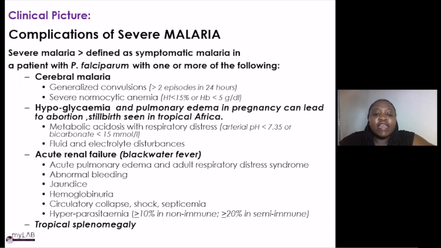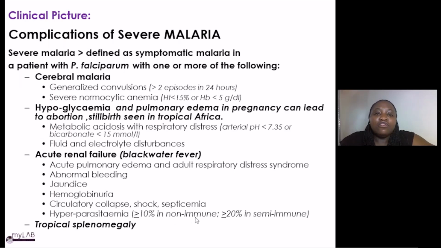Then we have fluid and electrolyte disturbances in this situation. Then we have what we call acute renal failure, commonly called the black water fever. And in this, we have acute pulmonary edema and adult respiratory distress syndrome. There is abnormal bleeding, there is jaundice, there is hemoglobinuria, that is hemoglobin in urine, there is circulatory collapse, shock, and septicemia, and of course, hyperparasitemia, over 10% in non-immune.